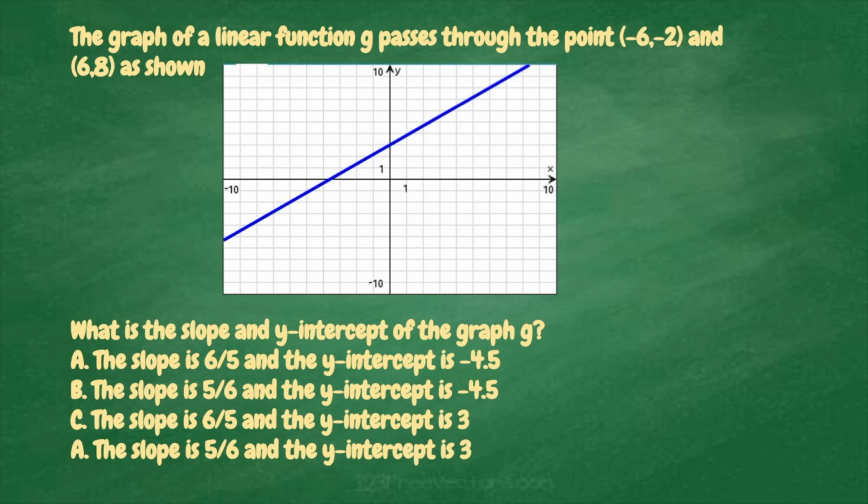The question that we have today says, the graph of a linear function g passes through the point -6, 2 and 6, 8 as shown in this graph. What is the slope and y-intercept of the graph g?